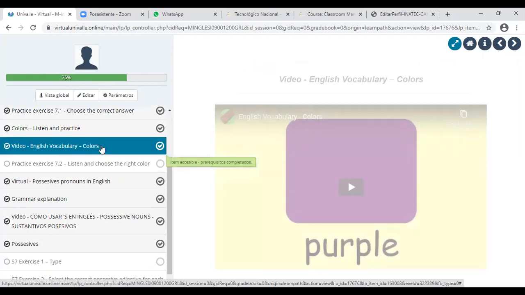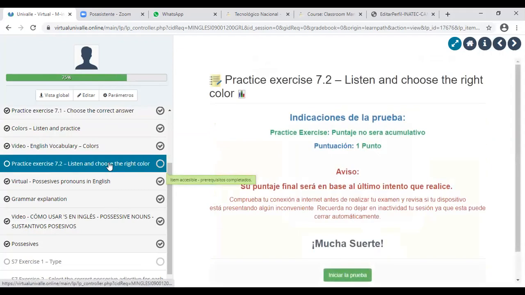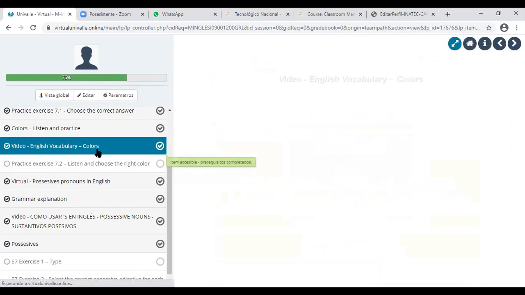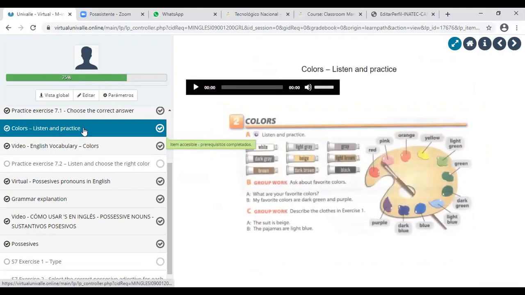Now we're going to be talking about colors. And here we have our English vocabulary related to colors. Okay, we're going to listen and then we are going to practice colors.